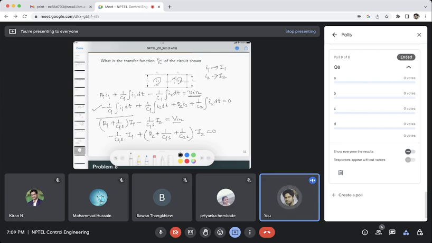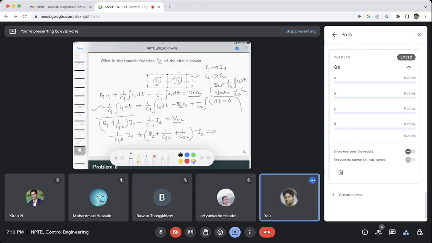Okay, so we want to find V out by V in. V out is simply the voltage across this capacitor C2, so small v out equals 1 by C2 integral of i2 dt. Or capital V out, the Laplace transform, will be 1 by C2 s times I2. So if we know I2 in terms of V in, then we can find V out in terms of V in, and then take the ratio V out by V in to find the transfer function.